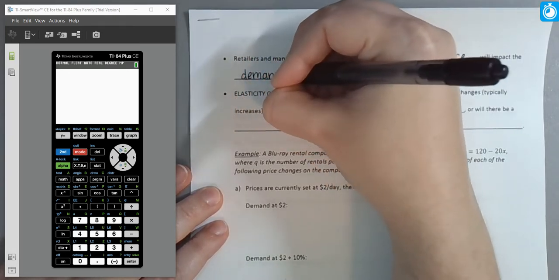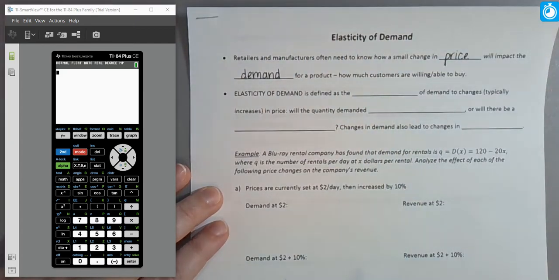In other words, if the idea is we want to make more money, typically we want to charge more, right? Well, we need to analyze what's going to happen to how much people are willing to buy, assuming we do increase the price. We want to make more money, we want to charge more, but if people are no longer willing to buy as much, how's that going to affect revenue? How's that going to affect the bottom line?